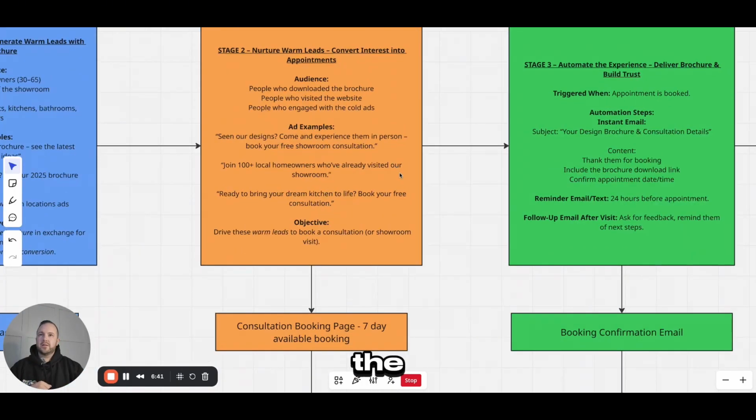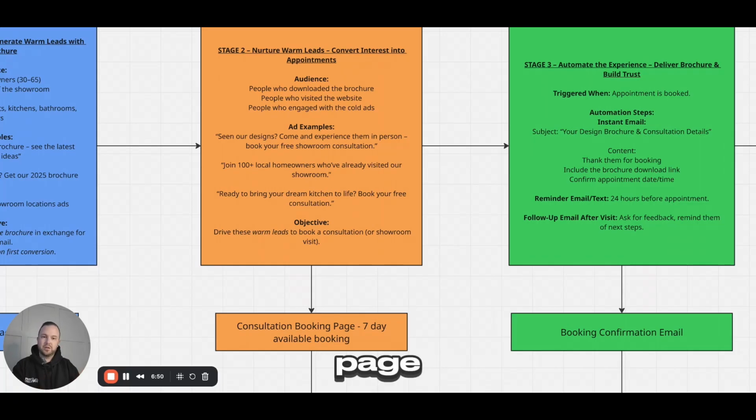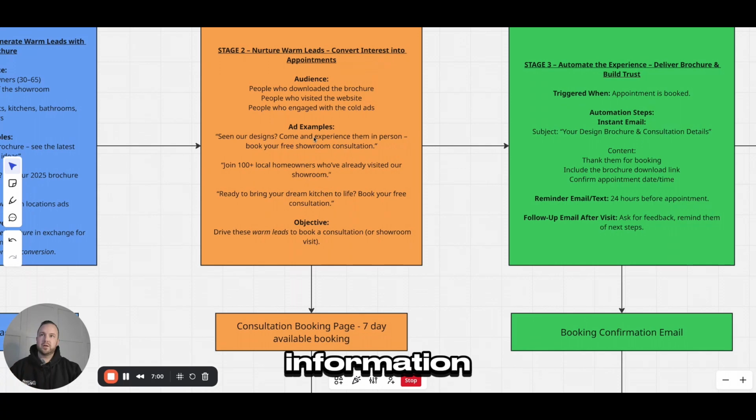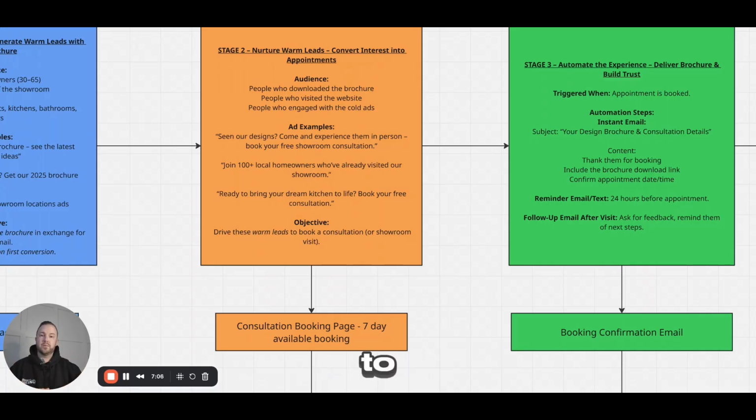But the goal of these ads here is all about booking appointments. So this might look like they click on the ad, it takes them through to a landing page or a funnel where they then have the option to book an appointment. But on that landing page and funnel, we're collecting certain information about the lead so that we can collect that data and use it to continue to market to them as well.